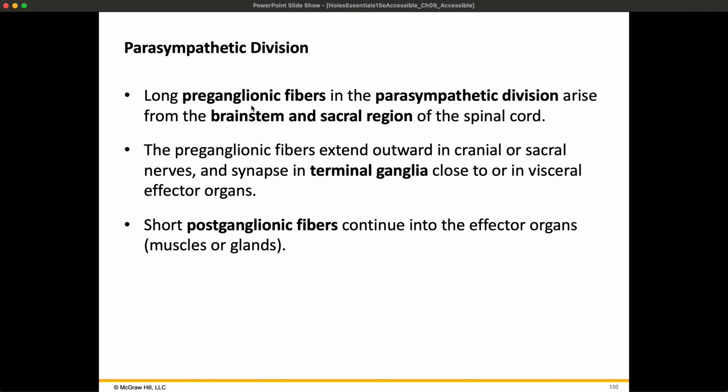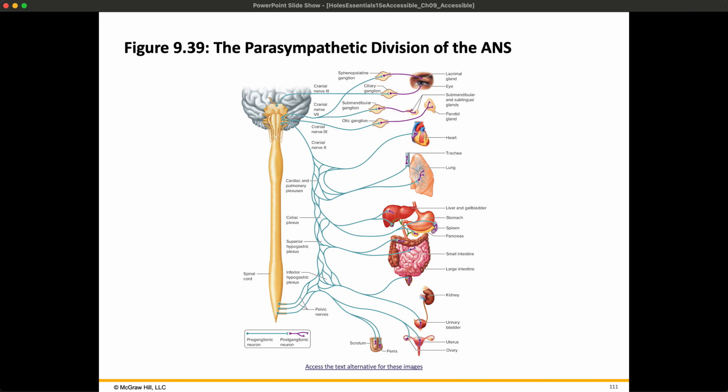Parasympathetic have long preganglionic fibers in the parasympathetic division, and they come from the brainstem and the sacral region. So very much superior and slightly inferior to the sympathetic division. Preganglionic fibers extend out and synapse in terminal ganglia close to the visceral effector organ with short postganglionic fibers, so the opposite of what the sympathetic has. So you can see these long preganglionic fibers going to the organs, and then they have a short postganglionic that they synapse with. And again, based on location, up here in the brainstem, down here in the sacral plexus.